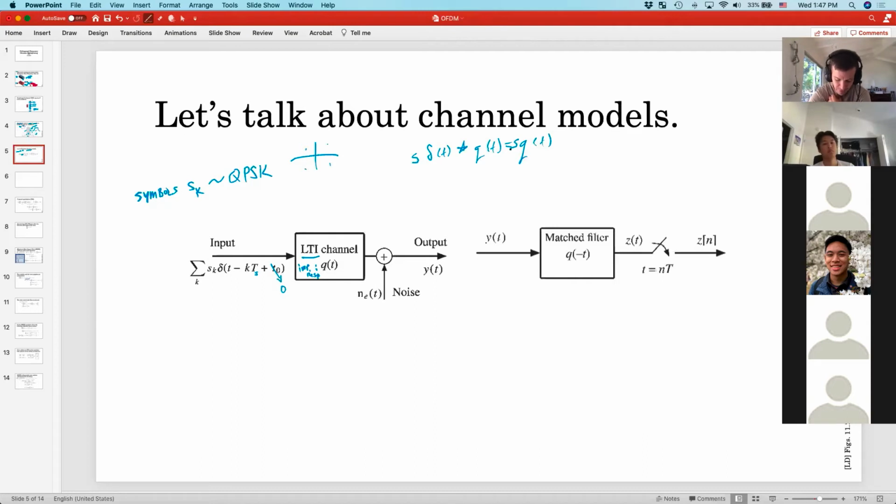Okay, so we've learned that if we have pulse-shaped transmissions, then in the presence of noise, the best thing we can do is run that received signal through a matched filter. Matched to what? Matched to the pulse shape. The pulse shape is now the channel impulse response. And then sample. Right, so this is our cross correlation model.